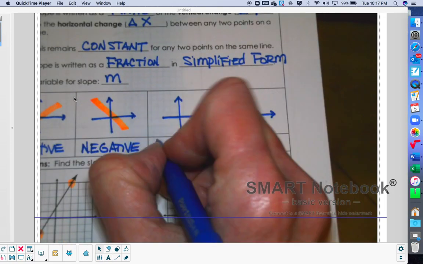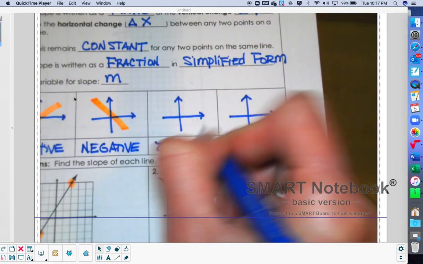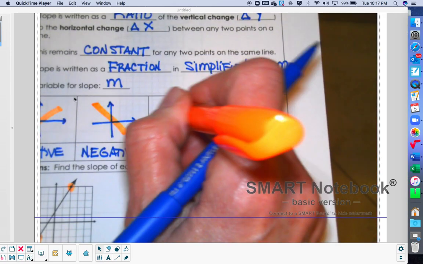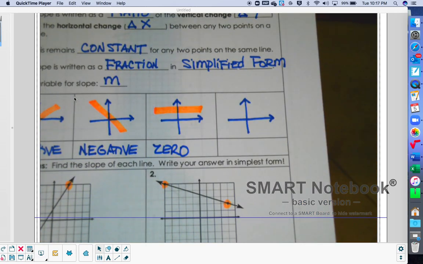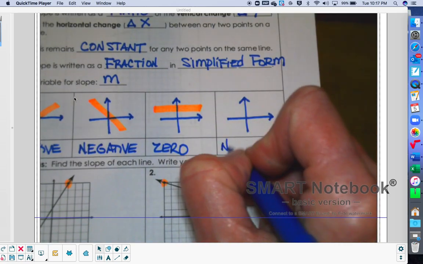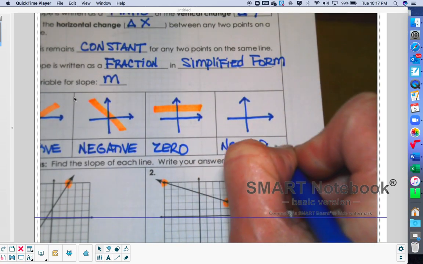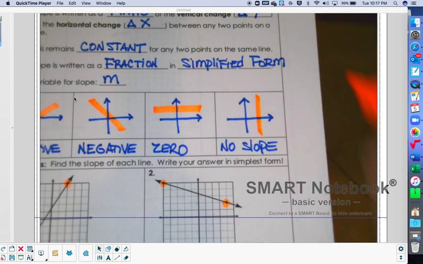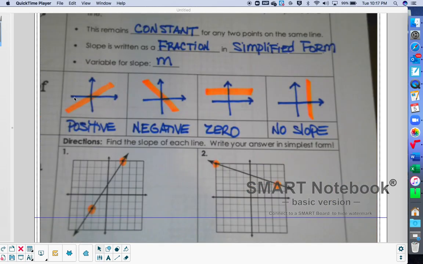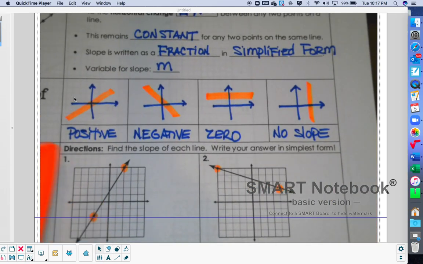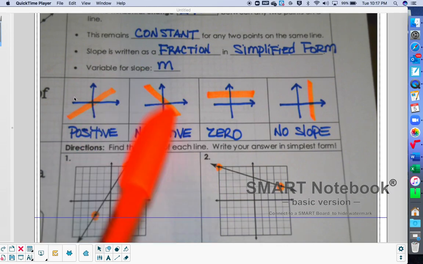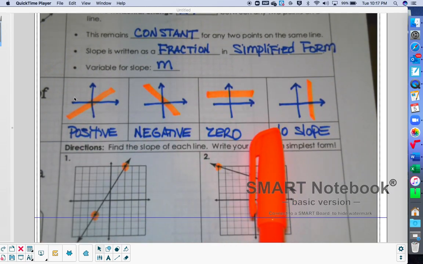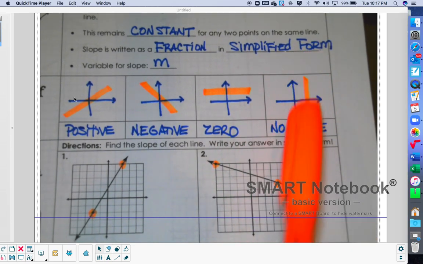Then you have zero slope. Zero slope is for the flat line, the flat horizontal line. And then we have what's called no slope at all. No slope or undefined slope, and that's reserved for the vertical line. So here's a visual layout. Positive slope if you're climbing up, negative slope if you're moving down, zero slope for your flat line, and no slope or undefined slope for your vertical line.